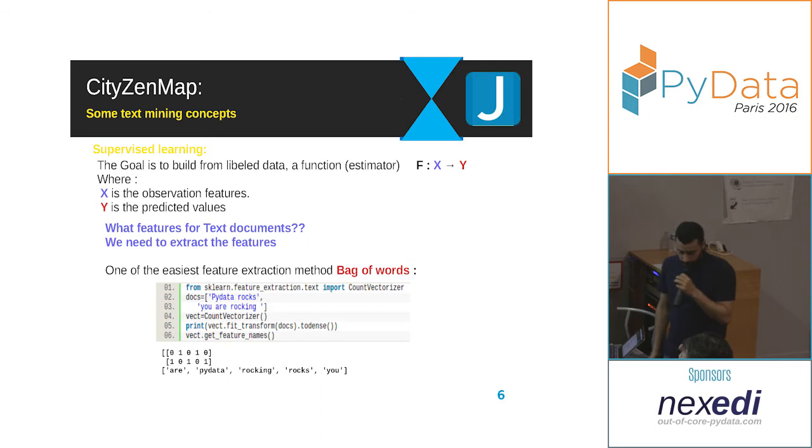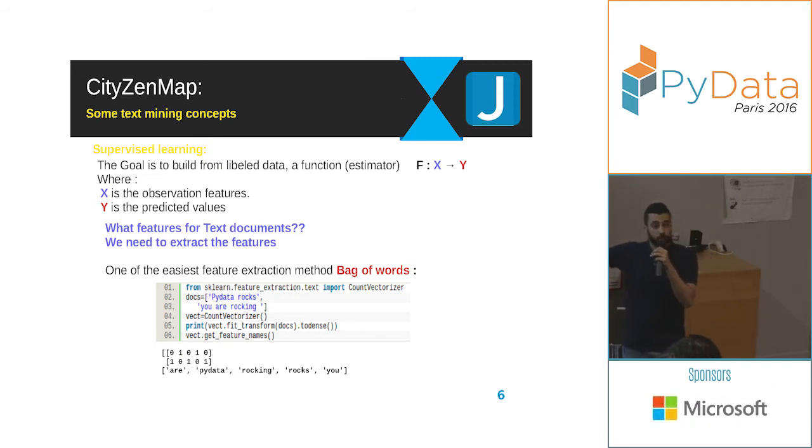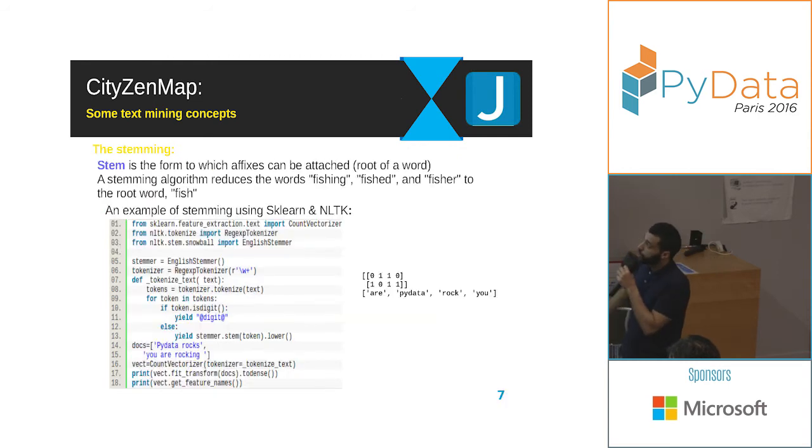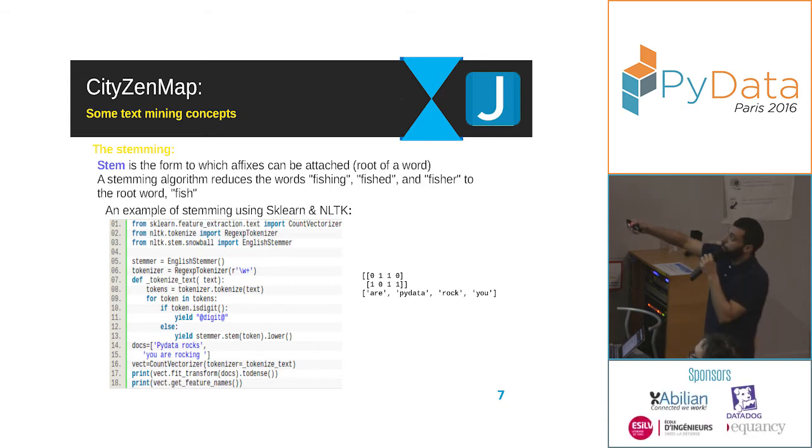We can notice in this example that "rocking" and "rocks" are different features, and yet the two words actually have the same meaning because it's the same word. So how do we fix this kind of little problem? We use stemming. What is stemming? Stemming is finding the root of a word. For example, for the words fishing, fished, and fisher, the stem is fish.